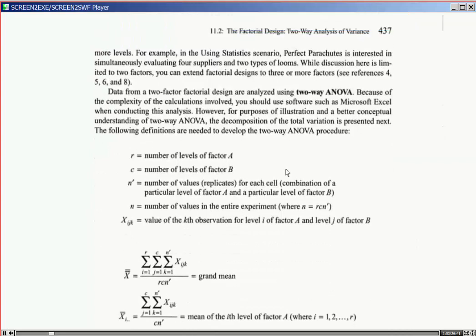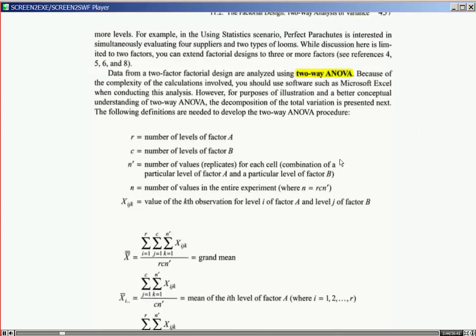For example, in the Using Statistics scenario, Perfect Parachutes is interested in simultaneously evaluating 4 suppliers and 2 types of looms. While the discussion here is limited to 2 factors, you can extend factorial designs to 3 or more factors. See references 4, 5, 6, and 8. Data from a 2-factor factorial design are analyzed using two-way ANOVA. 2 factors lead us to two-way ANOVA.